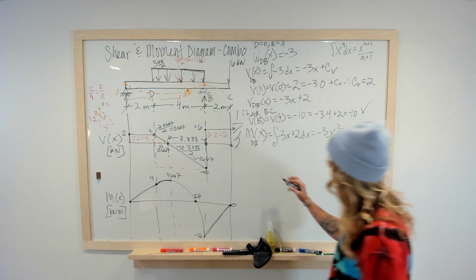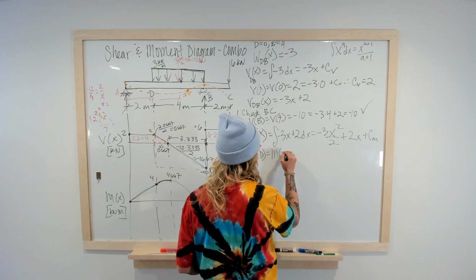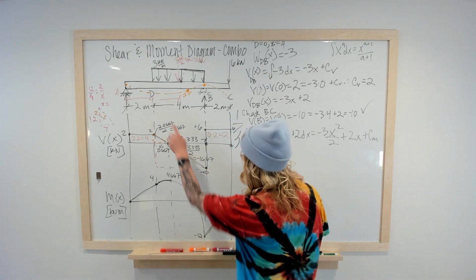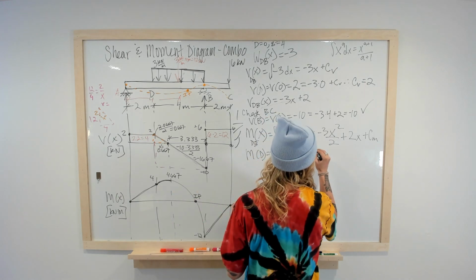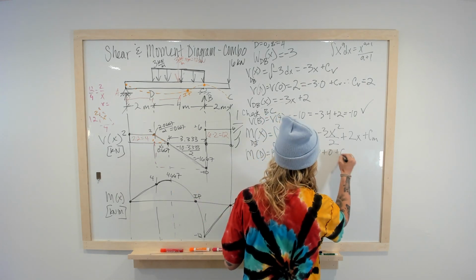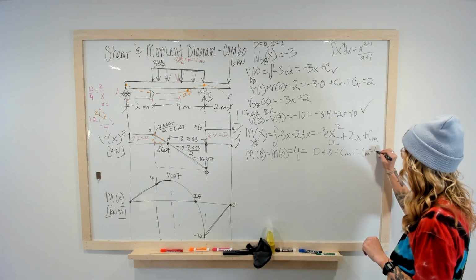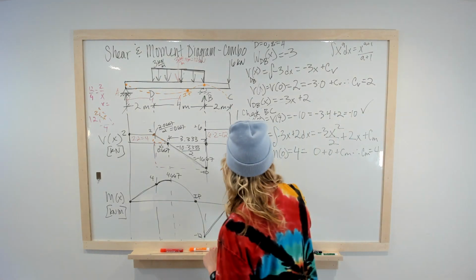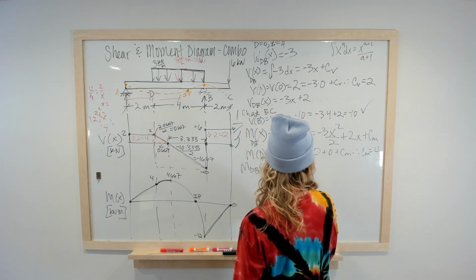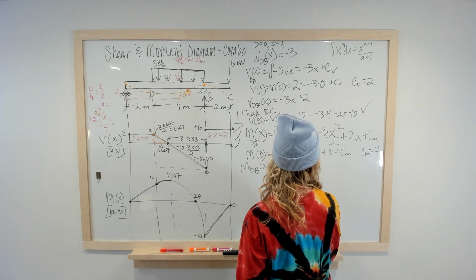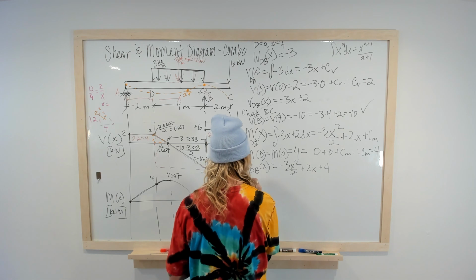Alright, well, now I need to say, what is my M of D? My M of D is equal to M of 0 is equal to 4, which is equal to 0 plus C_M. Therefore, those 3 dots mean C_M is equal to 4. So my M from D to B with respect to x is equal to negative 3x squared over 2 plus 2x plus 4. Let's check.